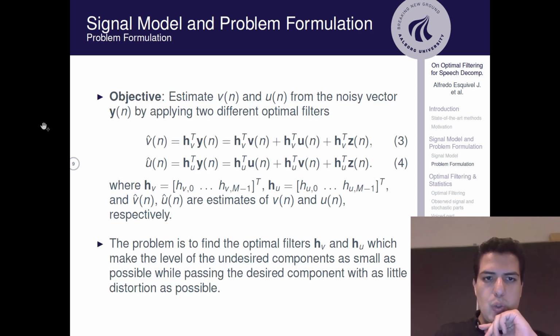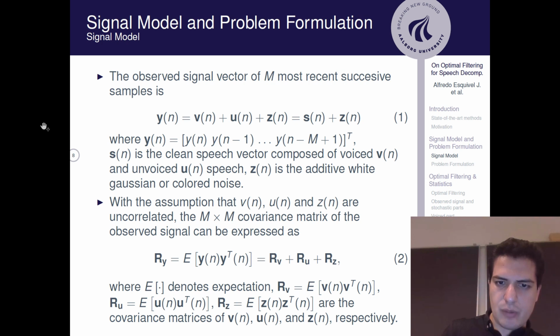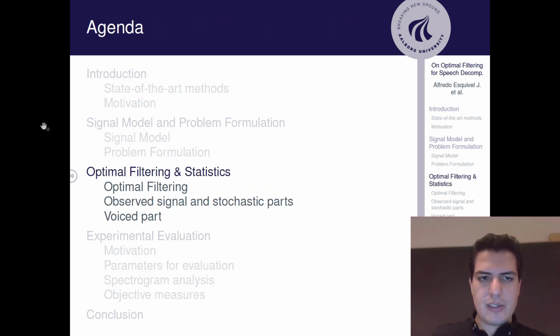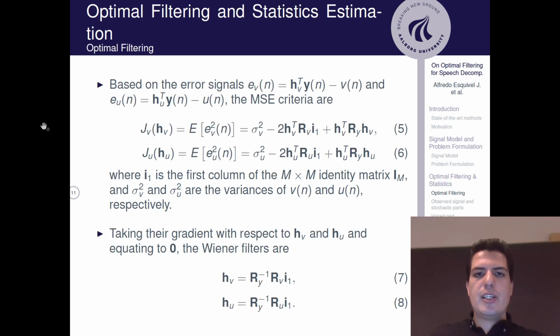Now we need to estimate the statistics that we had in the previous slide in equation number 2 in order to design these filters. So I'm passing now to the optimal filtering proposition and the statistical estimation of each one of the components. We define the error signals, the error signal for the voice part and the error signal for the unvoiced part. And then we take the mean square error, and we have two criteria, JV and JU, which depend on the variance of the respective speech components and the covariance matrices.